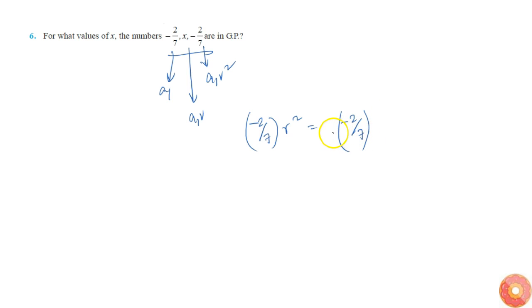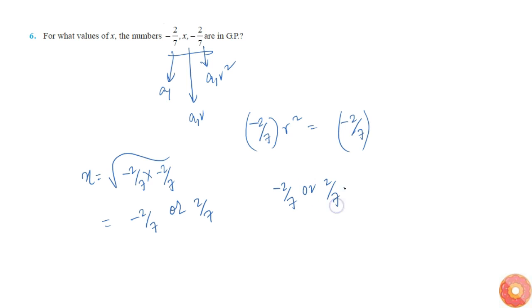So for what values of x the numbers are in GP, we can simply say x will be the geometric mean of these both numbers. So minus 2 by 7 into minus 2 by 7, which is again minus 2 by 7 or 2 by 7. So x can be both minus 2 by 7 or 2 by 7. For both of these values it's done.